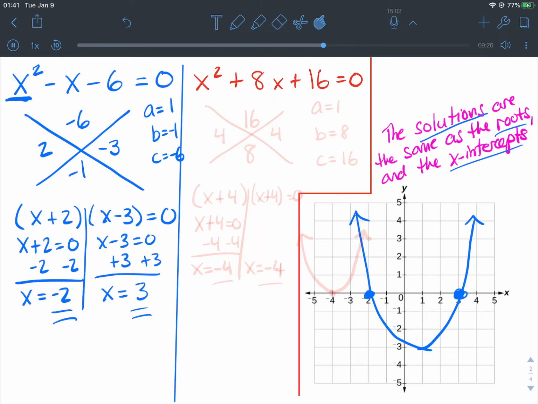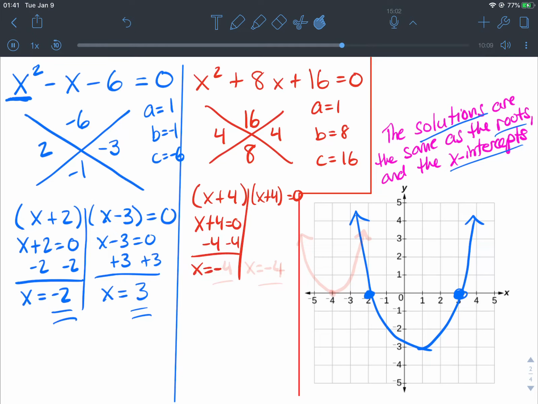Going to the red graph, we want to factor this. So again, it's the same thing. We draw our x. We know a is 1 and b is 8 and c is 16. So a times c goes on top, 1 times 16, and then b goes on the bottom. So what two numbers multiply to 16 and add up to 8? 4 and 4. So here we have x plus 4 times x plus 4 equals 0. And pretty much you're doing the same thing twice.